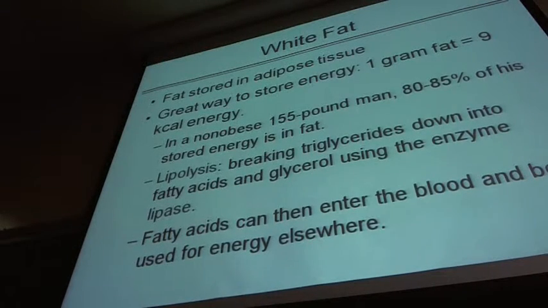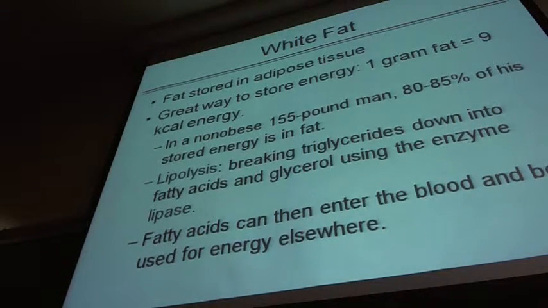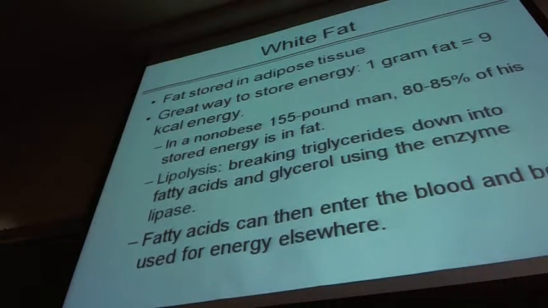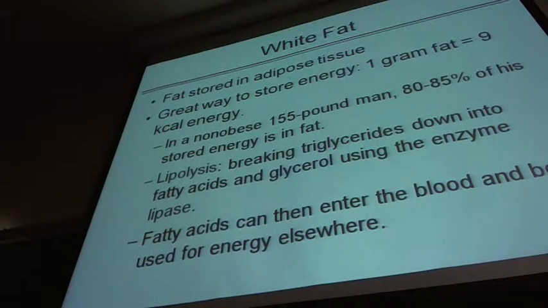White fat. That's your baking fat. A great way to store energy. 1 gram of fat is 9 kilograms. Excuse me. 1 gram of fat is 9 kilocalories of energy.